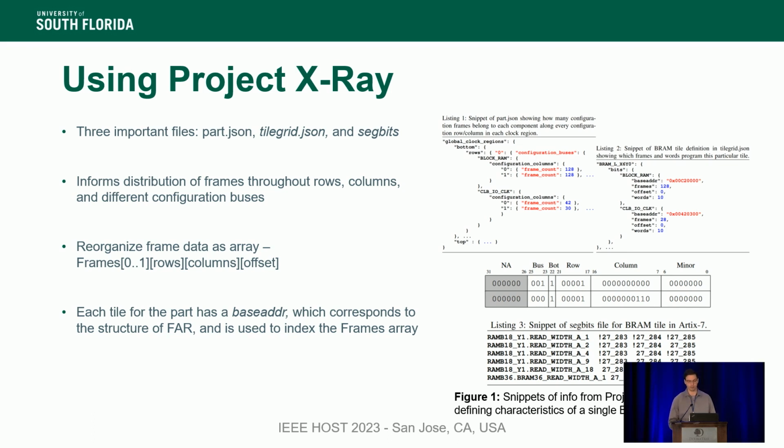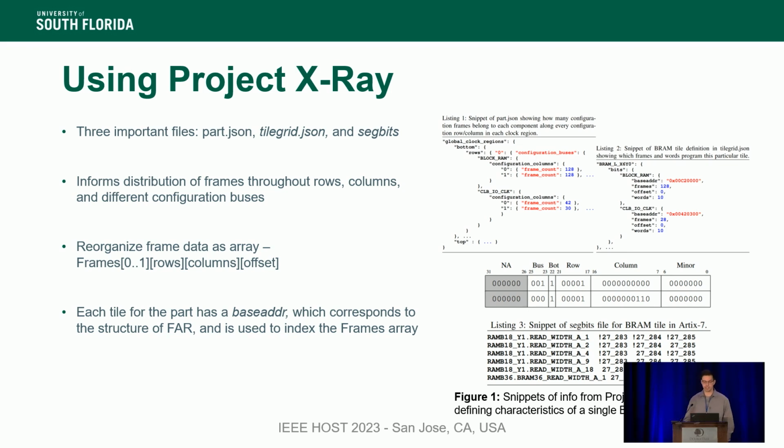So first is the part.json file, and essentially that tells us for every region of the FPGA, row and column, how many configuration frames belong to that area of the FPGA. And so this informs the distribution of the frames throughout the rows and columns and the different configuration buses, and allows us to reorganize that frame data from the unencrypted configuration data into a multi-dimensional array that we can then index using the different values that make up the frame address register.